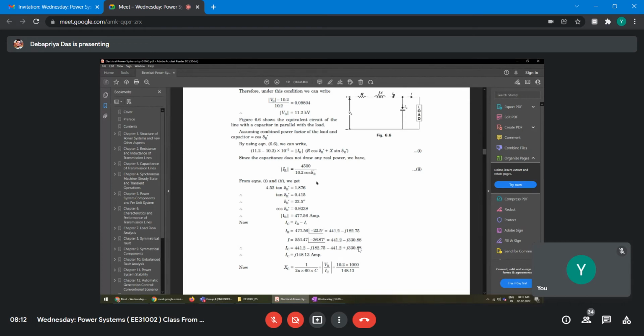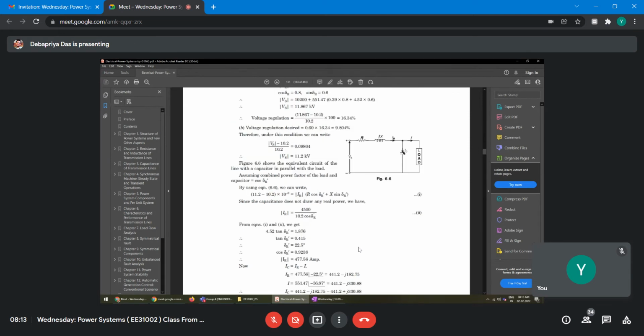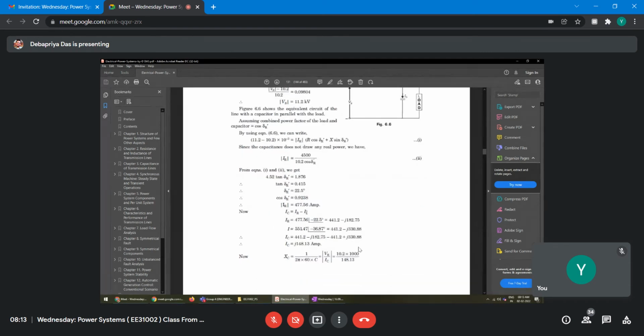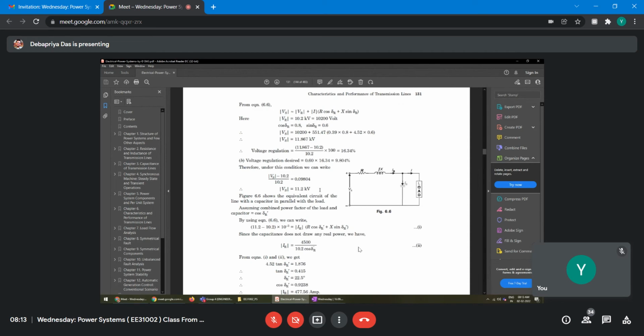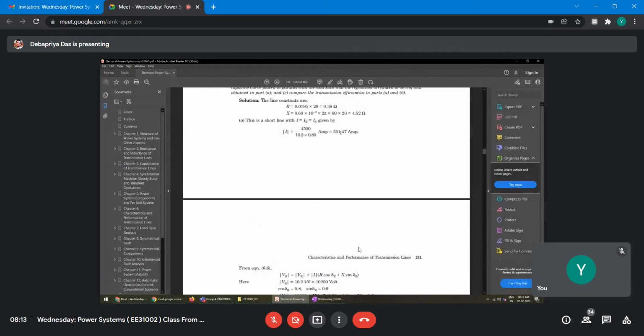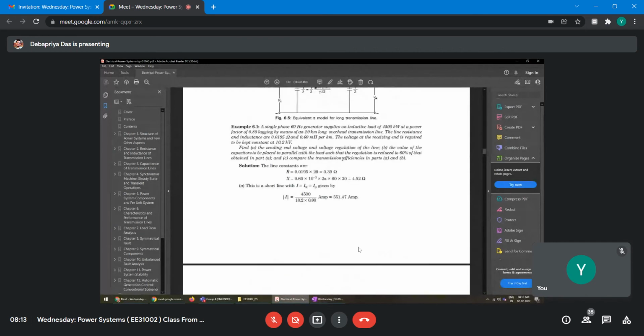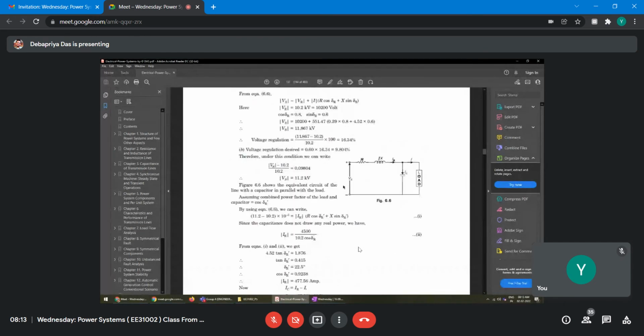And in this case, you substitute here, you will get the magnitude of IR is equal to 477.56 ampere. Now, if you apply KCL at this point, therefore IC is equal to IR minus I, right? So IR is equal to 477.56 and the angle is 22.5 degree lagging. So this is your IR, right? Therefore, I is equal to this much. This is the current before you put that capacitor. So this is the current, 551, and the angle is minus 36.86 degree because the power factor was 0.8 lagging, right?